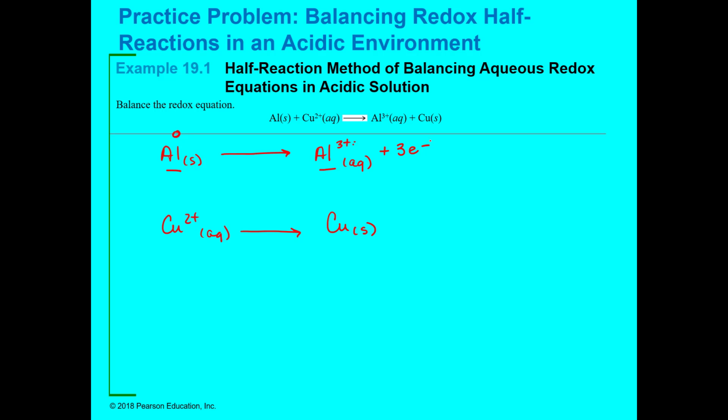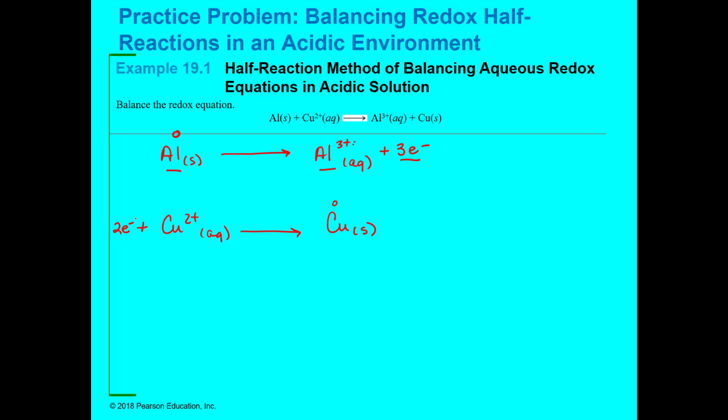Then I look at the second one. I now know, since this one had product electrons, I now know they're going to be on the reactant side. How many do I need? I need 2. This is 0. This is a +2, so I need 2 electrons, so that I now have overall 0 charge on both sides.